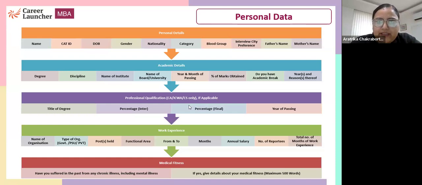We can't enter FRM in professional qualification, right? If there is no option to fill, no, you cannot fill because it is clearly mentioned only for this 3.